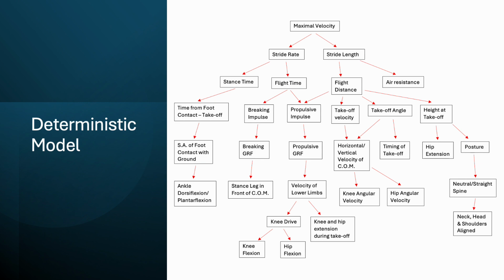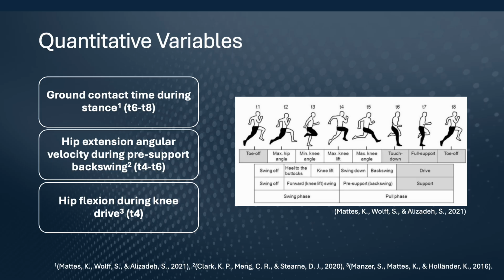A deterministic model was designed, outlining all of the key variables that are highly important in the sprint. And these are viewed here with maximal velocity breaking into stride rate and stride length, and then further being broken down into multiple levels there. Now we're going to go through all of the quantitative and qualitative variables that were selected to be analysed in this presentation. I've included an image here courtesy of Matz, Wolf and Elizabeth 2021.